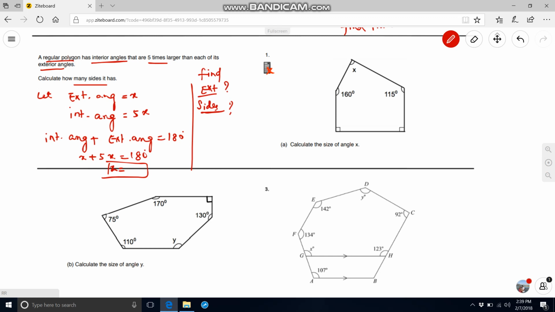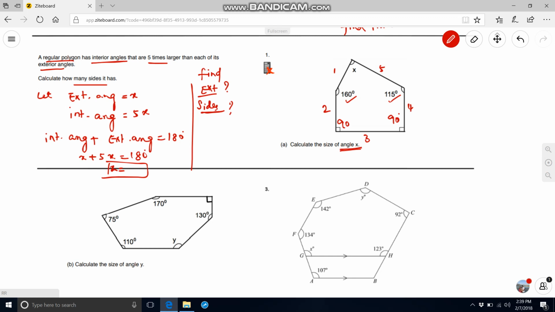Next diagram, calculate the angle x. It is an irregular shape. By seeing the diagram itself, we can say this is 160, 115, unequal. And this says 90 and 90. And it is 5 sides, that we can say: 1, 2, 3, 4, 5. There are 5 sides in the figure.